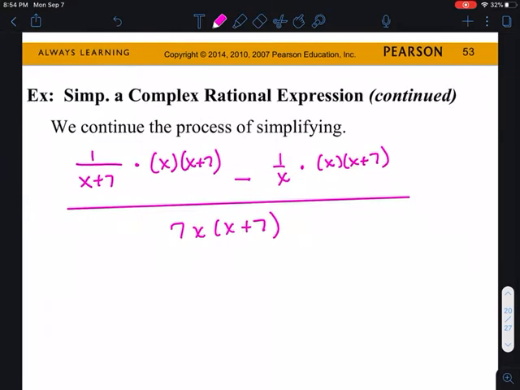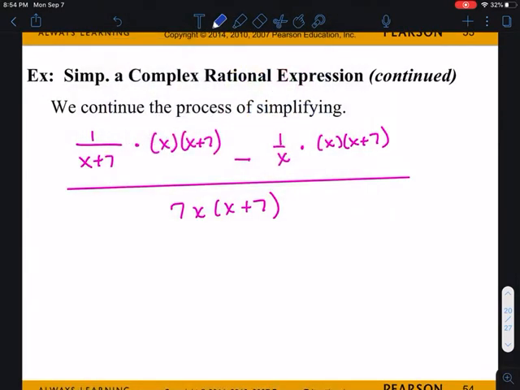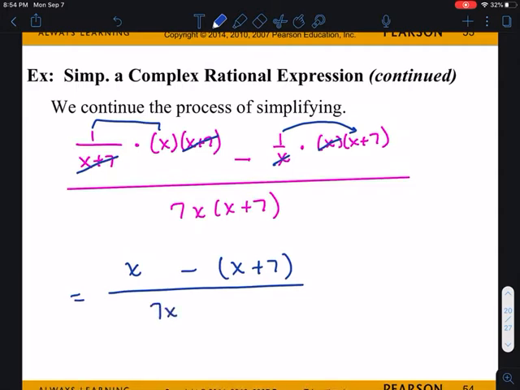Let's see what we could do to simplify this ugliness down. We have an x plus 7 that's going to cancel an x plus 7. So 1 times x is going to give us x. We have minus. This x is going to cancel that x. So we have a 1 times an x plus 7, which is just x plus 7. And on the bottom, we have a 7x times x plus 7. So now if we go about simplifying that, I distribute out that minus sign. So I have x minus x, which cancels out. All we have left is a minus 7, which is going to be a negative 7.